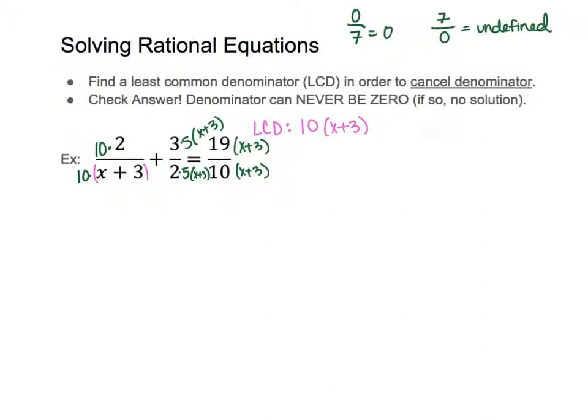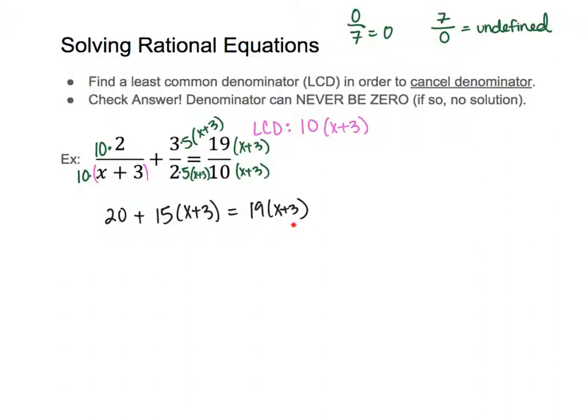So 10 times 2, that gives me 20, plus 3 times 5 is 15. And then there's this x plus 3 next to it, so I'm going to bring that down. And then this one here, 19 and x plus 3, so I'm going to bring that down. And now I'm going to try to solve for x.